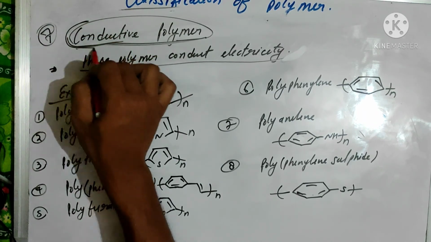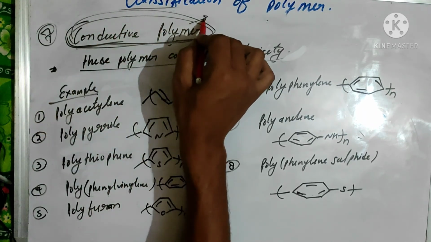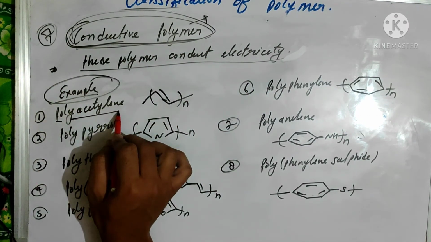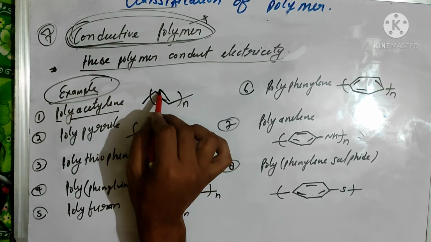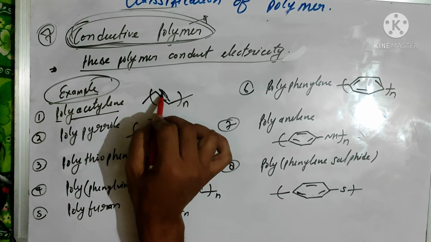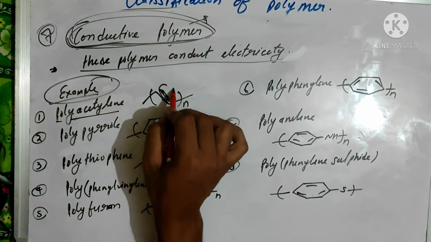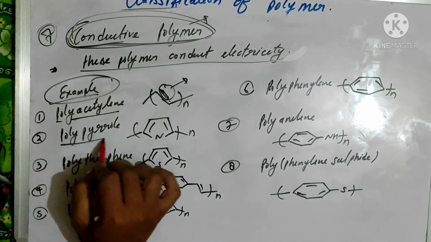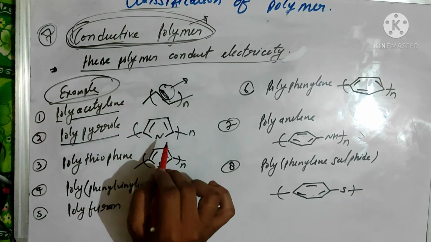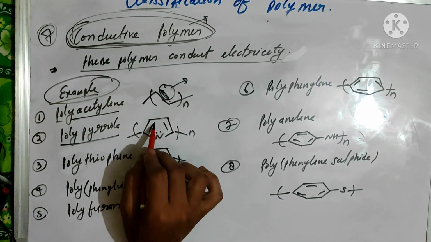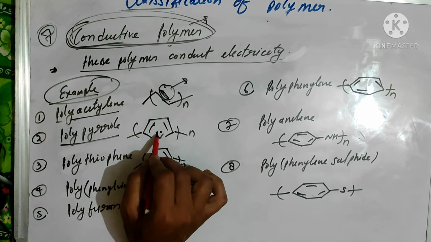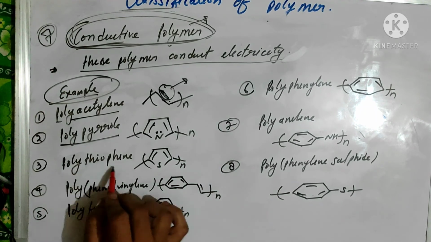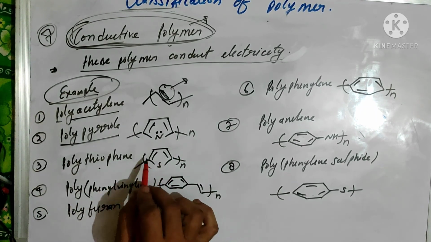Conductive polymer. The polymer which conducts electricity is known as the conductive polymer. Some examples of the conductive polymer: first is polyacetylene. Acetylene is an example of the conductive polymer. We can see there is a double bond in the repeat unit, and this is responsible for the carrier of charge. Second is polypyrrole. Polypyrrole also comes under the conductive polymer. You can see the pi bond and lone pair of electrons play the role of the carrier for the charge. Next is polythiophene. Polythiophene also comes under the conductive polymer.